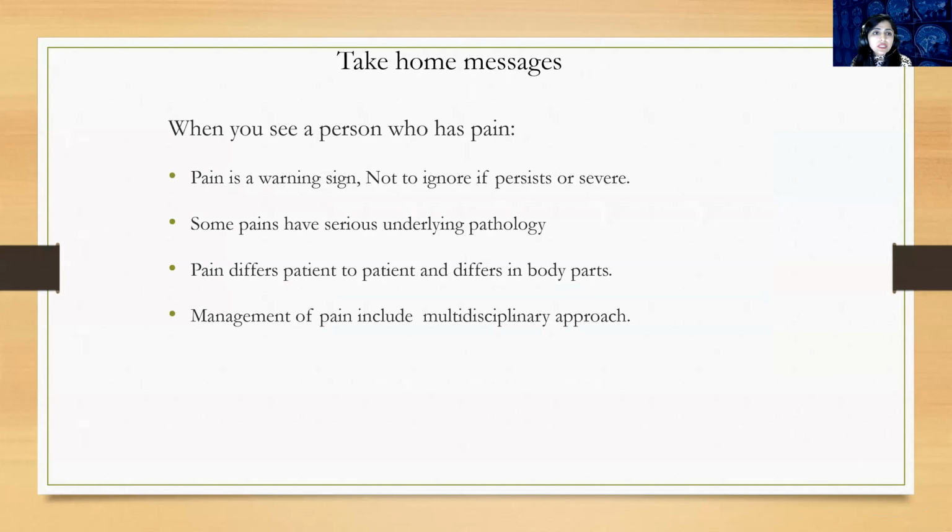So the take home message is, when you see a person who has pain, pain is a warning sign, not to ignore it, persist or suffer. Some pains have serious underlying pathology. You have to rule out that underlying pathology. Pain differs from patient to patient and differs in body parts. And management of pain includes a multidisciplinary approach. I think this is the most important take-home message for today.